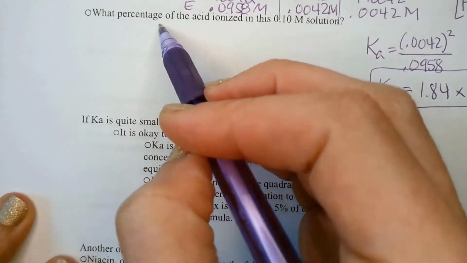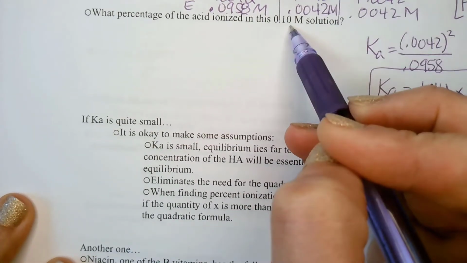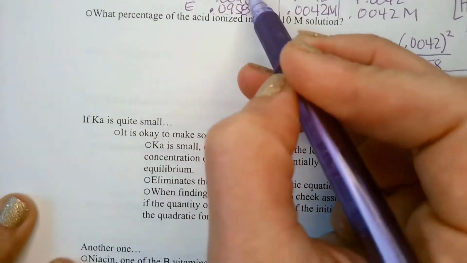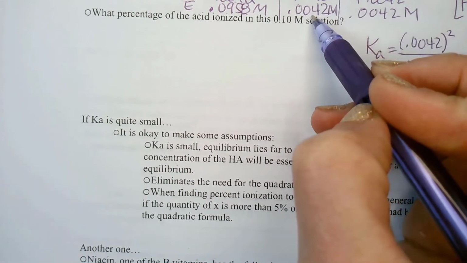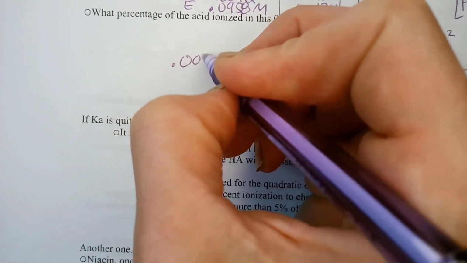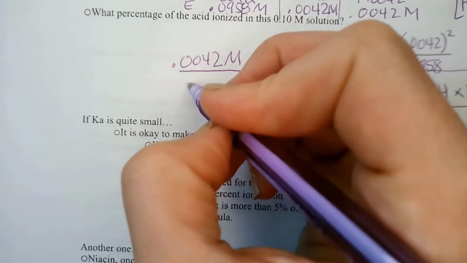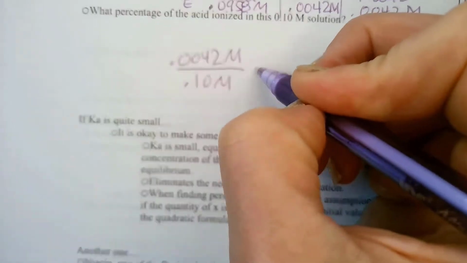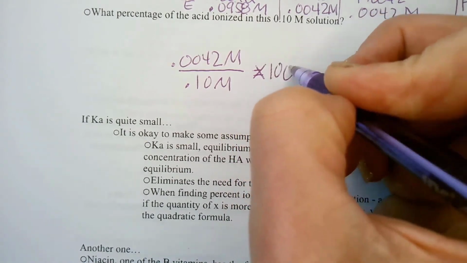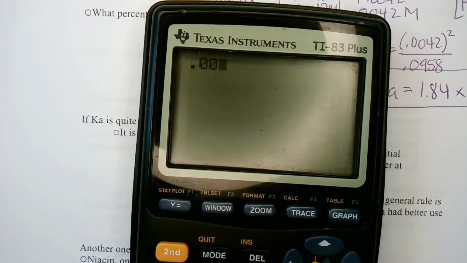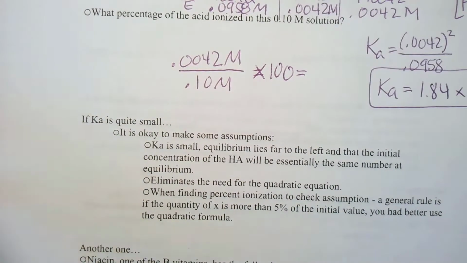So let's figure out what percentage of the acid ionized in this solution. So what we're going to do is we're going to take the amount of acid that we changed by, or how much H plus was created, 0.0042, over our initial 0.10 molar, and then times this by 100. So when I plug that into my calculator, 0.0042 divided by 0.1, and then times it by 100, I got 4.2%.